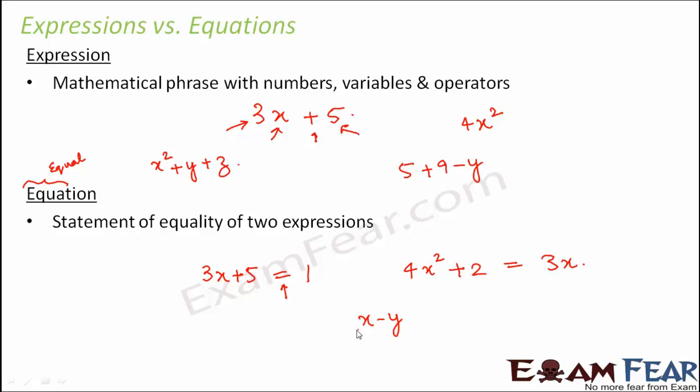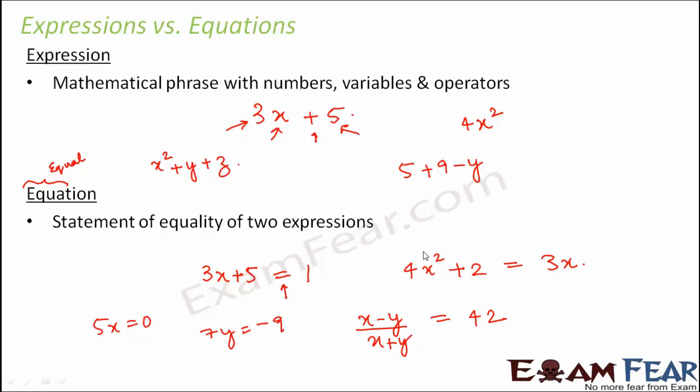You can have equations of many different forms, many different types. For example, (x minus y) by (x plus y) is equal to 42. This is also an equation. If you say 5x is equal to 0, that is also an equation. 7y is equal to minus 9. So there could be n number of examples for equations. But what we want to emphasize is that whenever we talk about an equation, there has to be an equality symbol which equates the left hand side and the right hand side.